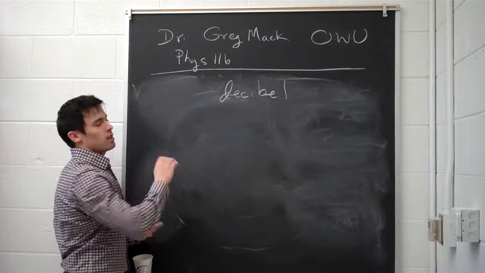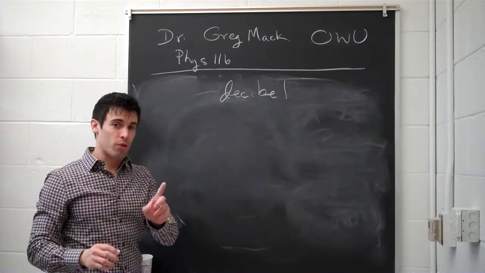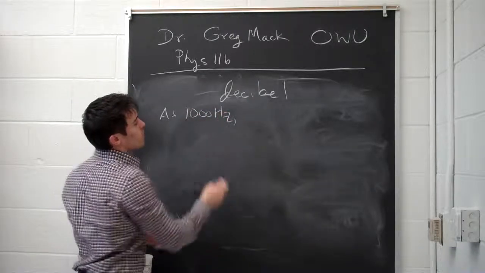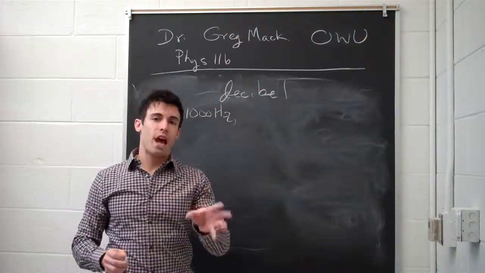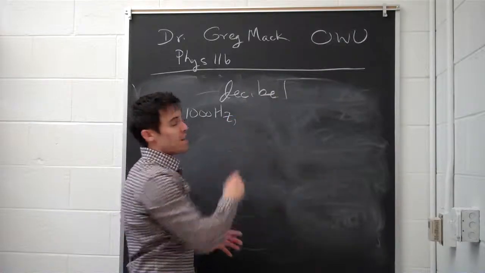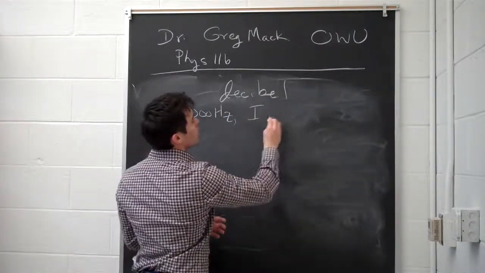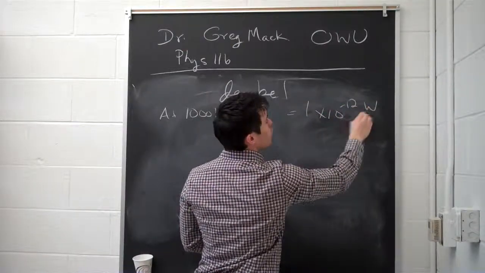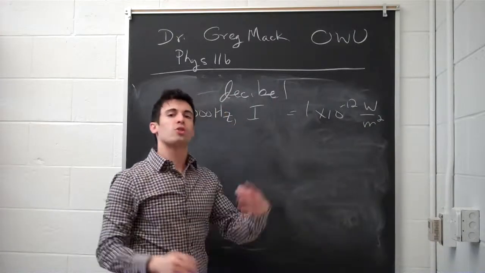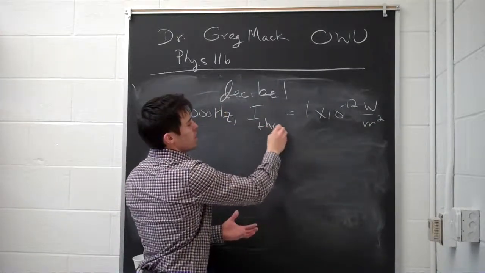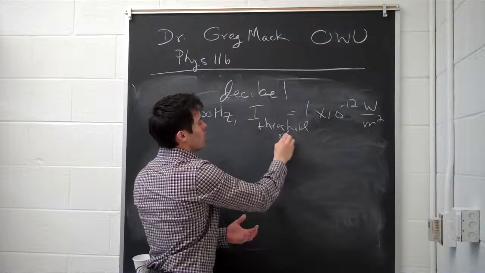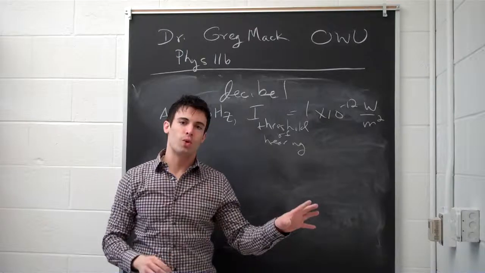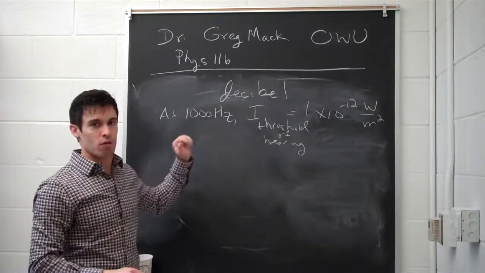So, at a frequency of 1,000 hertz, the faintest sound that you can hear has an intensity of 1 times 10 to the minus 12th watts per meter squared. That's called the threshold of hearing, because that's the faintest sound that you can hear at this standardized value.